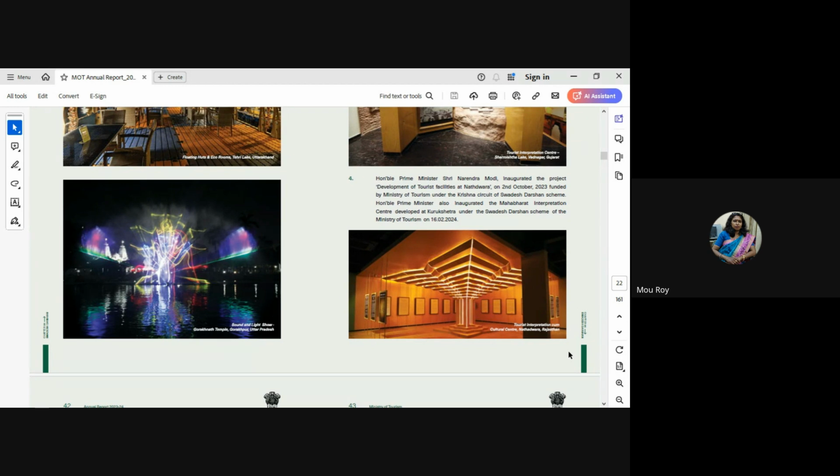Now what is a tourist interpretation center? Basically, I'll tell you, this Konark, which is also one of the UNESCO World Heritage Sites. Are you aware how many UNESCO World Heritage Sites India has? Any guess? Any guesses from you all? How many UNESCO World Heritage Sites does India have?